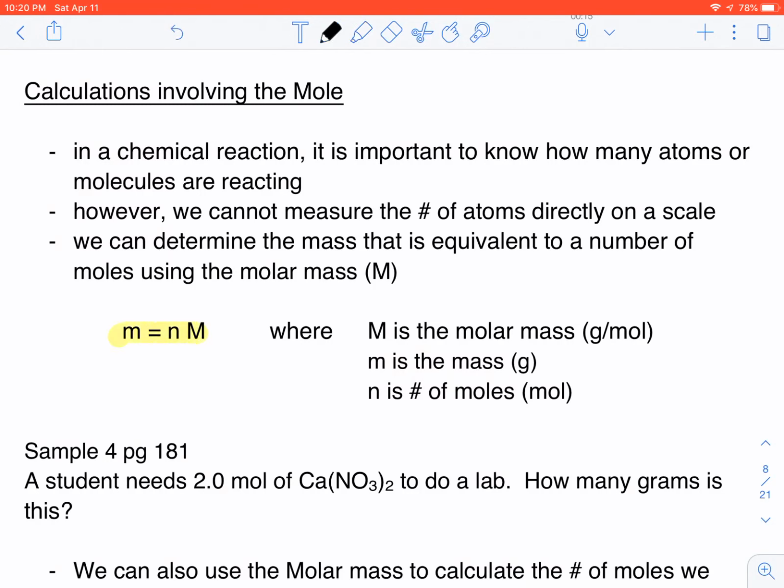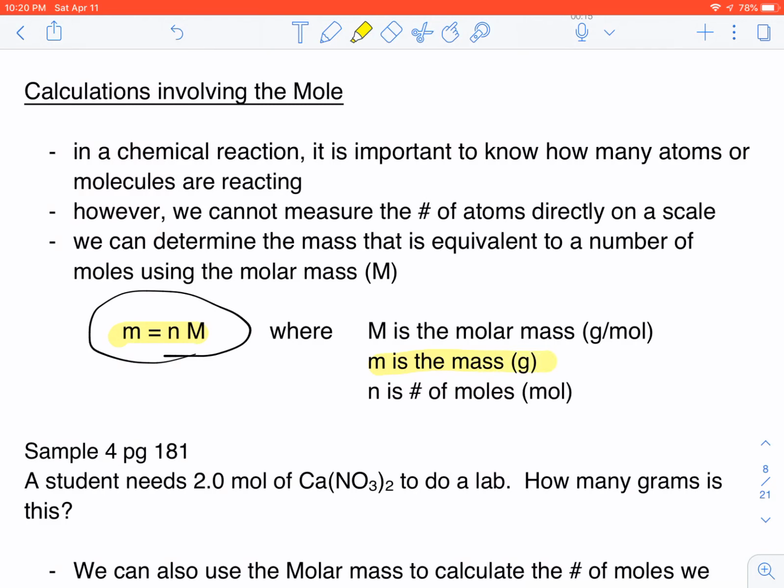I can't even tell you how many times in the next 3 months you're going to use this little formula that says m equals n times big M. Little m is going to be the mass of the chemical, which is measured in grams. I'm actually going to weigh it out on a scale.